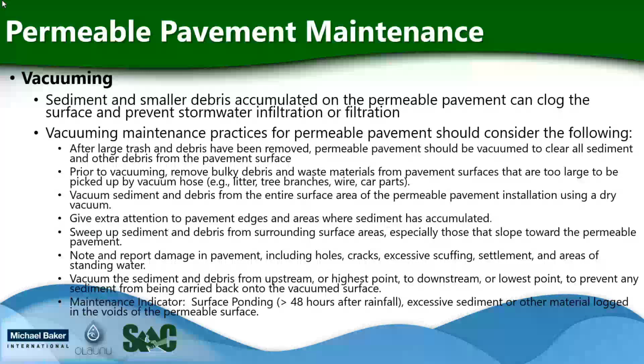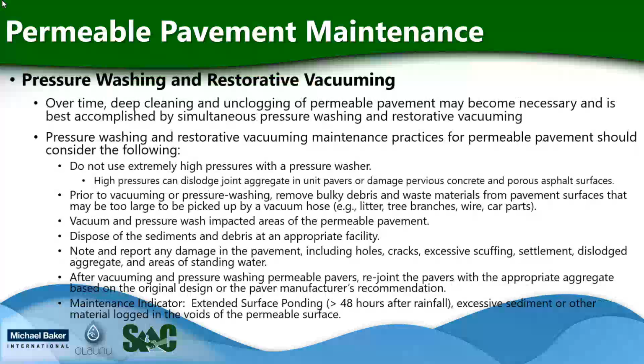Finally, pressure washing and restorative vacuum are an essential element for permeable pavement maintenance. Over time, deep cleaning and unclogging of permeable pavement may become necessary and is best accomplished by simultaneous pressure washing and restorative vacuuming. The elements of pressure washing and restorative vacuuming maintenance include not using extremely high pressures with a pressure washer that can dislodge joint aggregate and unit pavers and damage pervious concrete and porous asphalt surfaces.